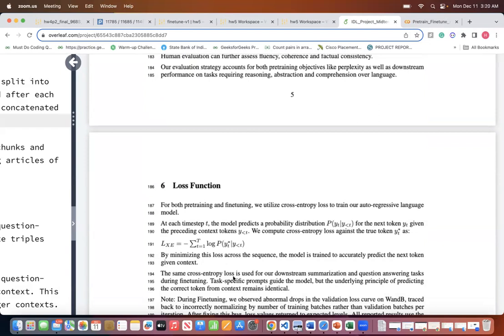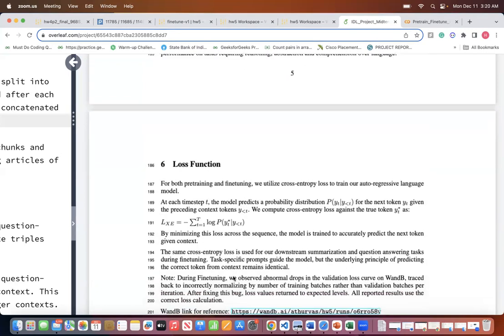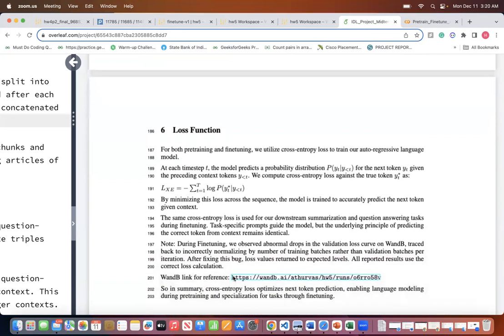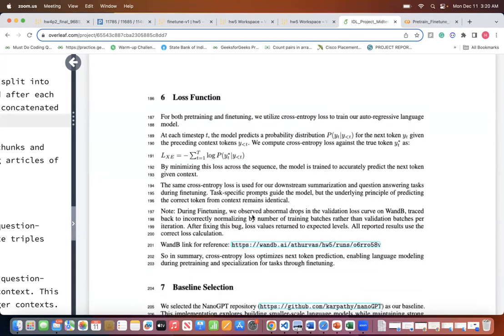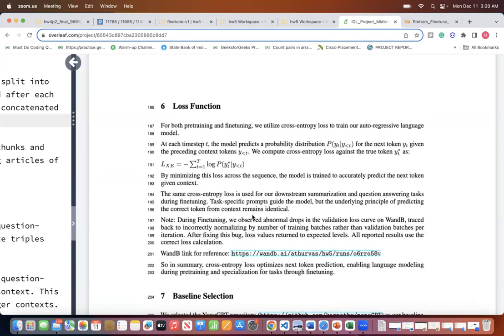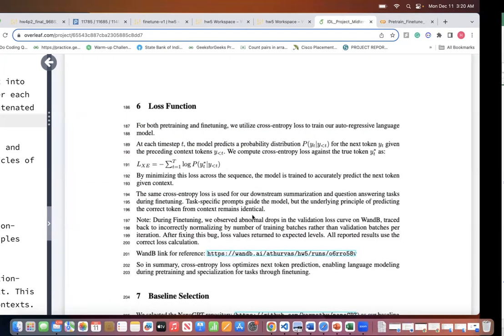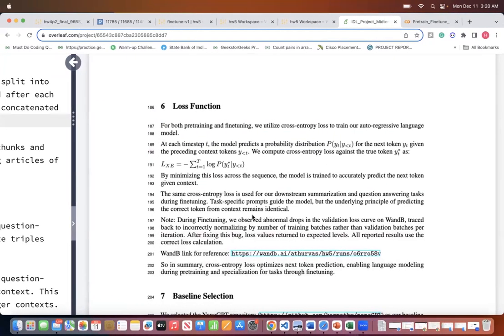wherein we send in t to t2 time steps of words, and then the prediction is going to be t+1 to t2 plus 1. So "I am a boy" is going to be the input, and "am a boy end-of-token" is going to be the output. So that's how we did the pre-training, and a similar strategy was also used for fine-tuning. For fine-tuning, the only difference was that we used extra tags called get summary and question and answer, so that the model can understand what task it is currently supposed to do.